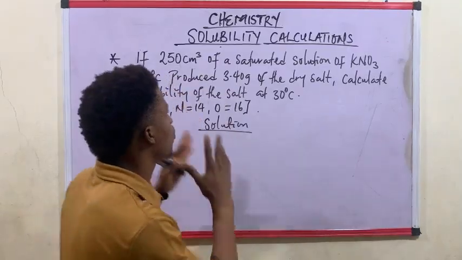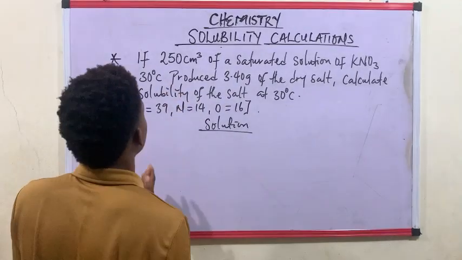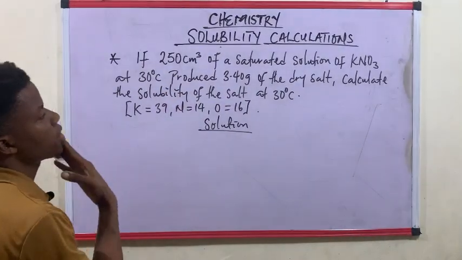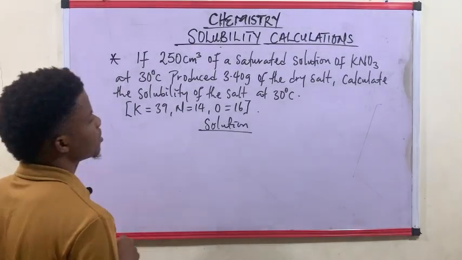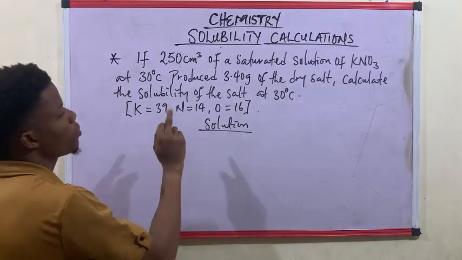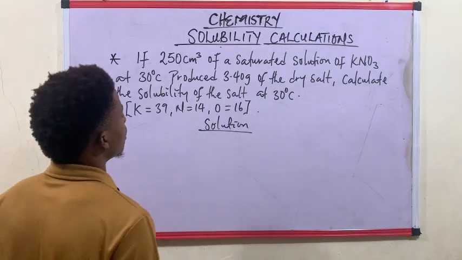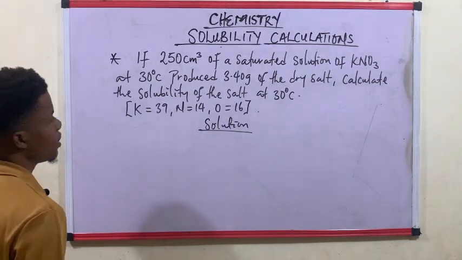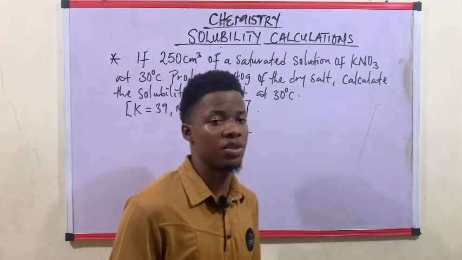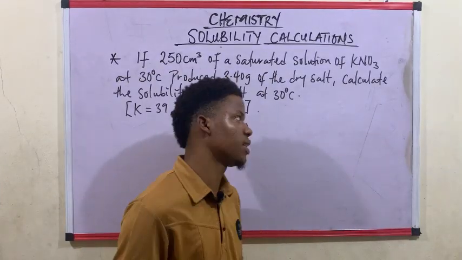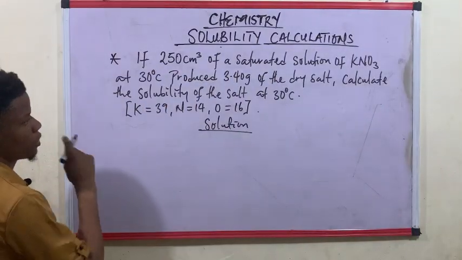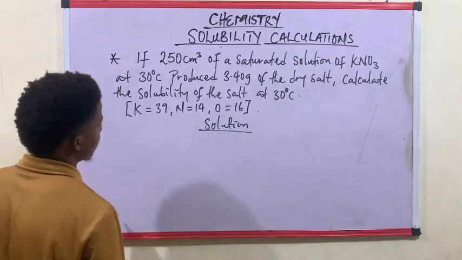Class, now let's look at question 3. Question 3 on the board: if 250 centimeter cube of a saturated solution of KNO3 at 30 degrees Celsius produces 3.40 gram of the dry salt, calculate the solubility. When they tell you to calculate the solubility, in most cases you are expected to calculate solubility in mole per dm cube. So let's go into that.